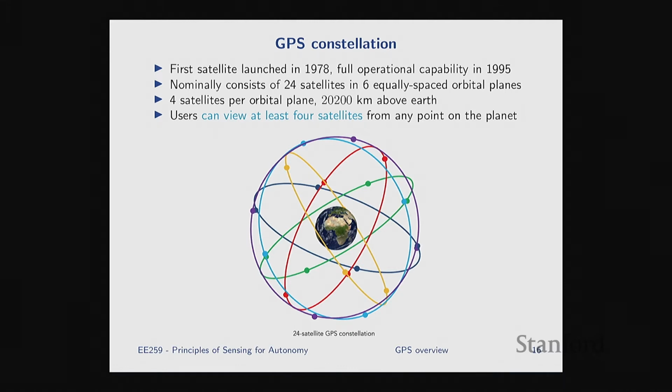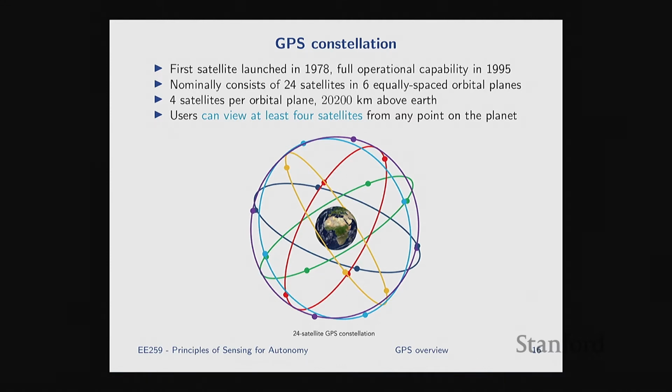It nominally consists of 24 satellites in 6 equally spaced orbital planes. Each color here is an orbital plane, like this red one, for instance. As you see, there are 4 little dots on it, and those are the nominal positions of the satellites. And this is nominal. In reality, there's more, usually 36 or 37 satellites orbiting the Earth at a time. But if it goes below 24, then we might not get full coverage, so it was designed for at least 24 satellites orbiting.